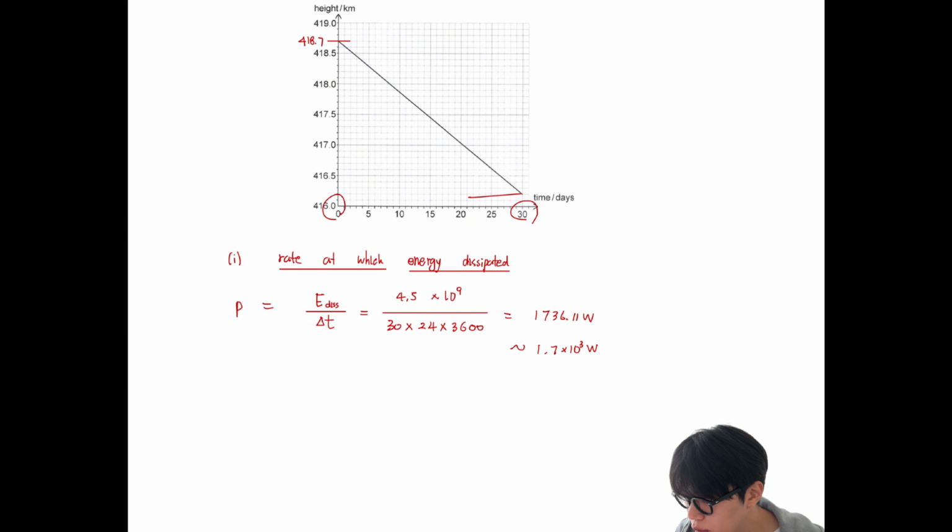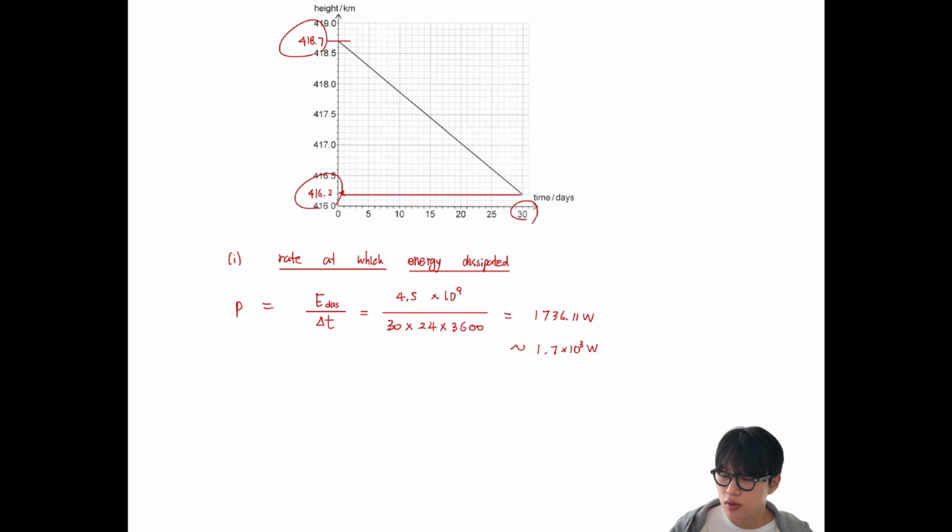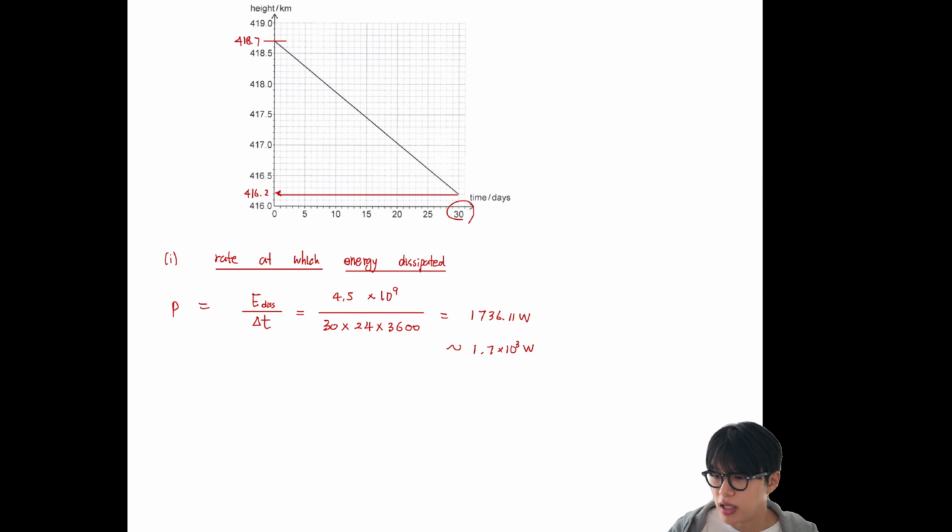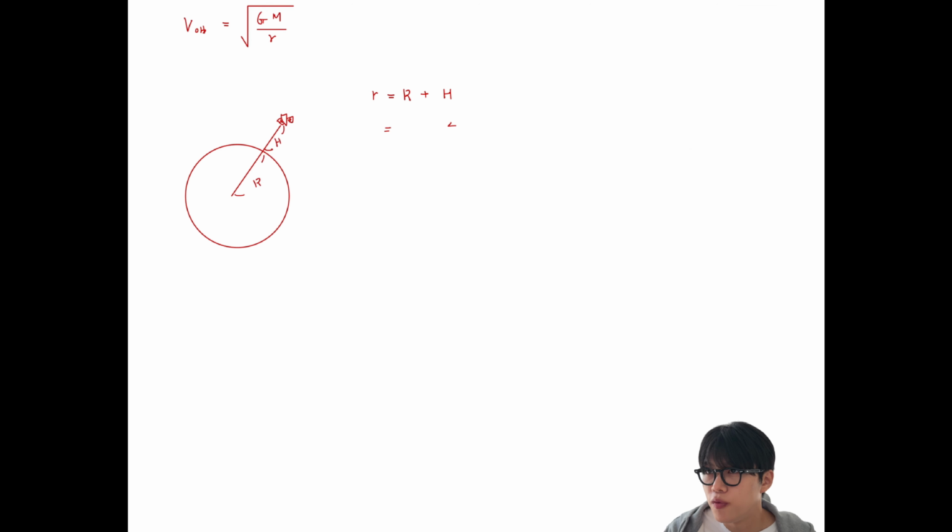And it ends with this height, which is here, actually 416.2 meters, right? So we need to calculate the average between them. It's pretty easy, right? So that's the midpoint between them. So that is equal to 418.7 plus 416.2 over 2, right? So that's the average height.